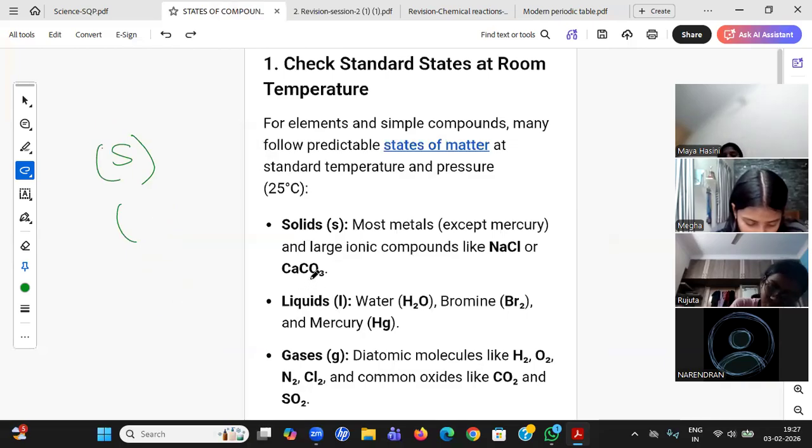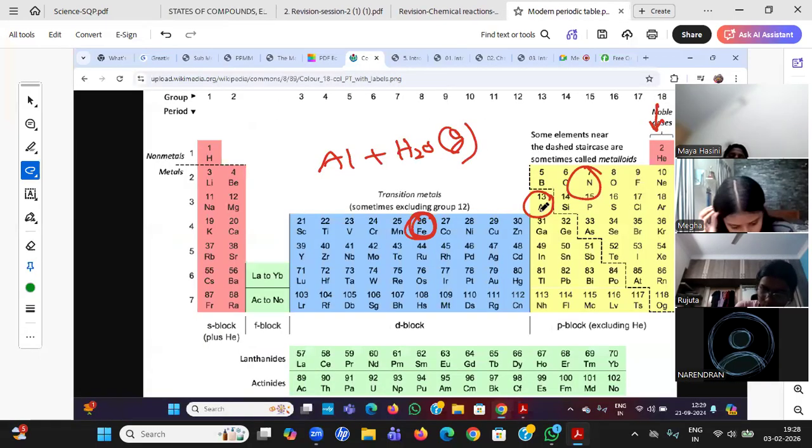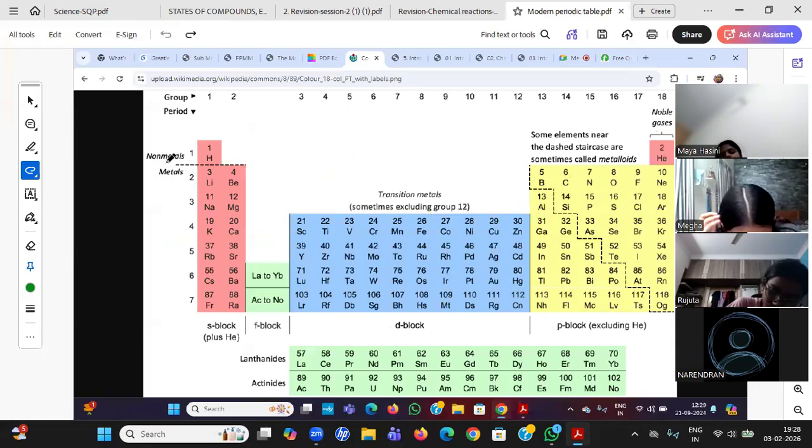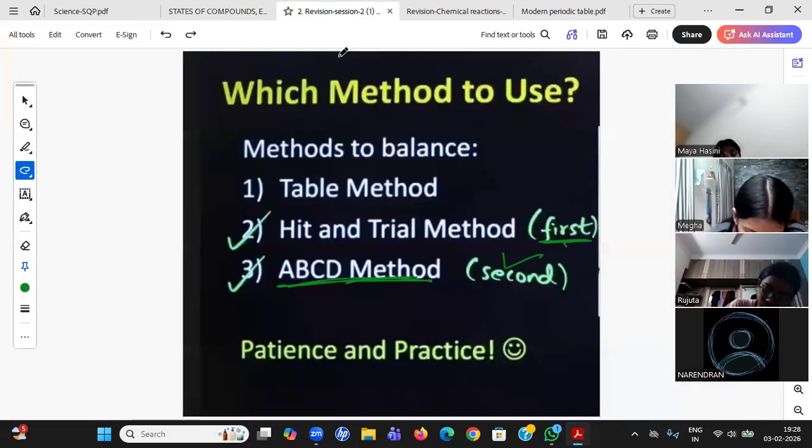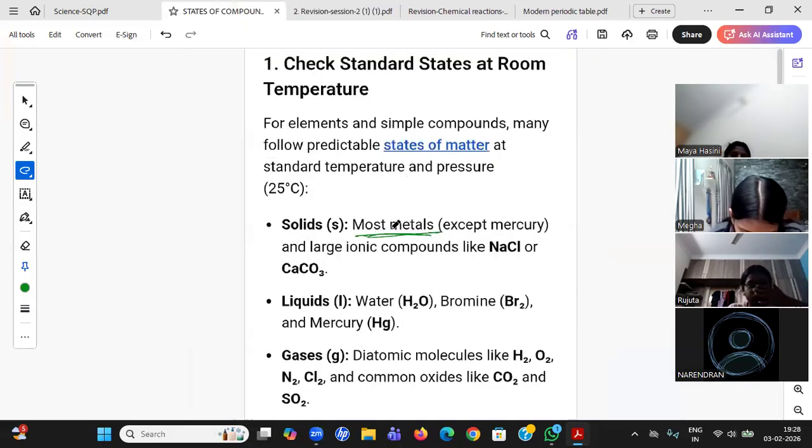So please try to concentrate here. Every reaction, every equation you are writing in your chemistry requires this particular concept. What is the trick? Student, most of the metals we have seen in the third chapter, almost all the metals, are solids. So whenever you are seeing a reaction where there is a metal, you should write solid.